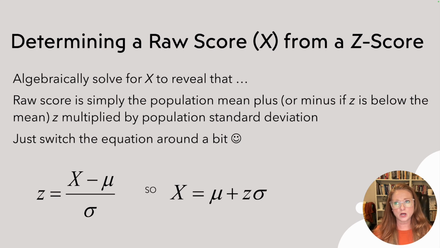Okay? So the raw score is simply the population mean plus or minus, if the z is below the mean, z multiplied by the population standard deviation. I put a little smiley face in there just to make it fun. Just switch the equation around a little bit. So z equals x minus mean divided by the standard deviation. X can also equal mean plus z times standard deviation. So I'm taking a dividing equation and flipping it into a multiplication equation, because if you have 3 of the bits, you can always find that 4th bit.